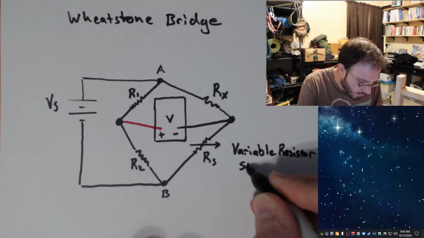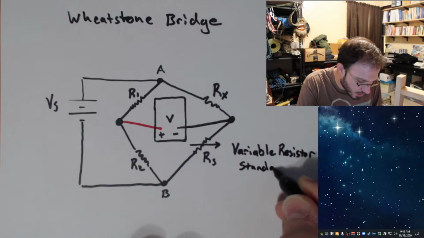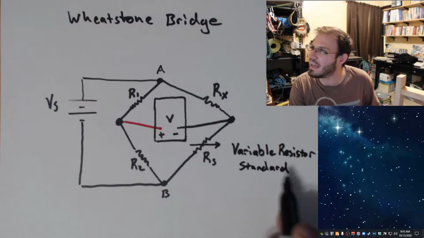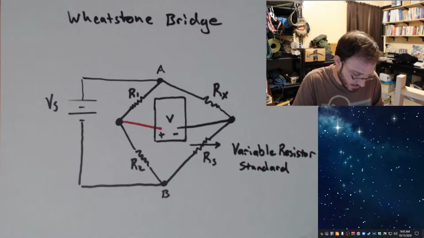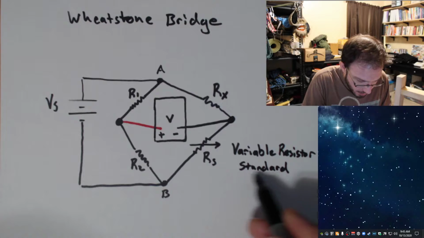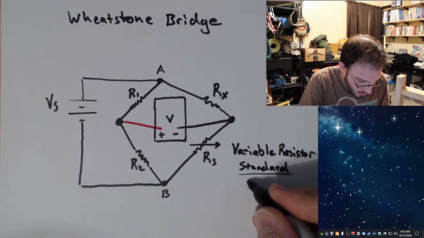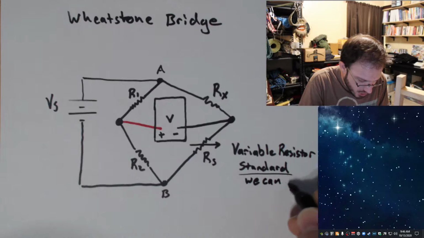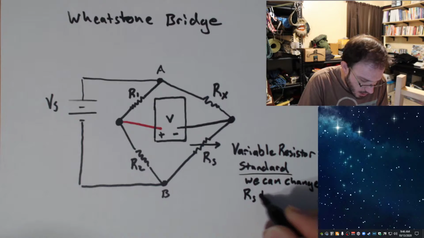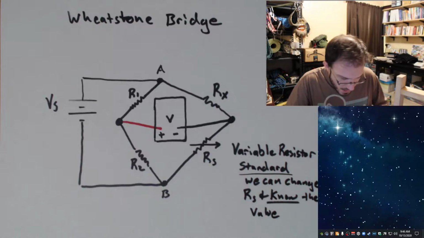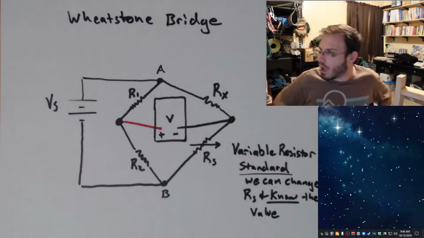And I'm going to call this variable resistor standard. The idea is that we're going to be able to change this resistance. We're going to know what value it is. Okay, so the standard part just means we can change R and know the value. Now, not a bad idea to talk a little bit about a variable resistor.